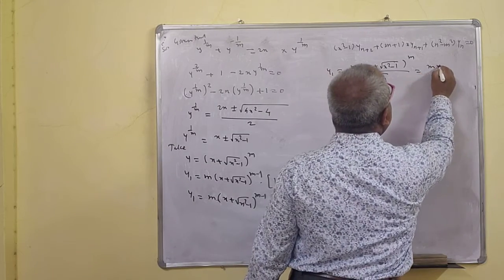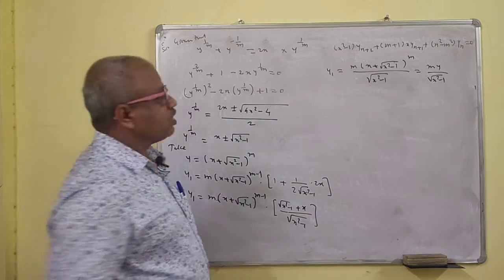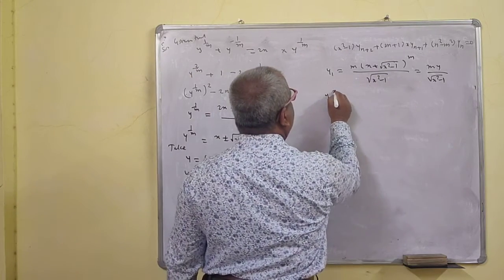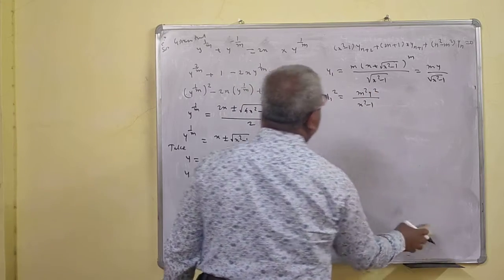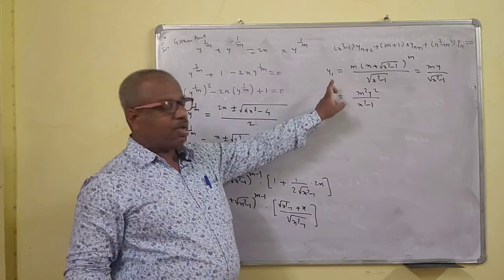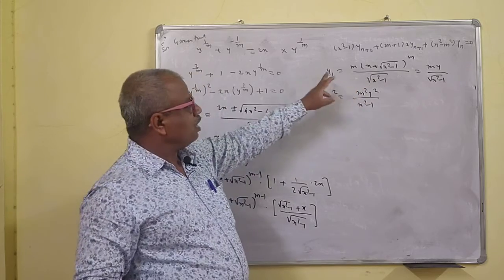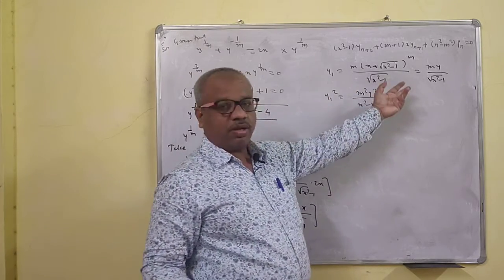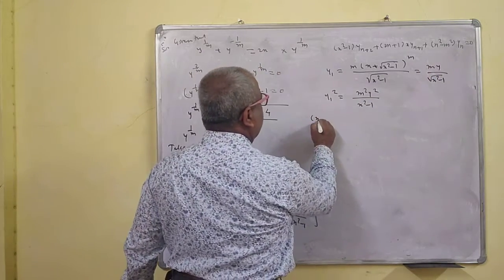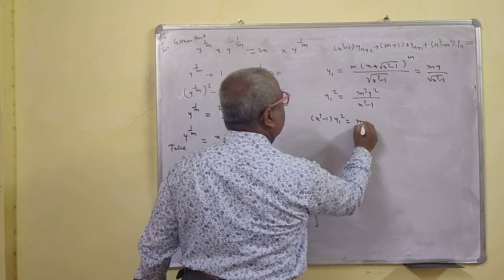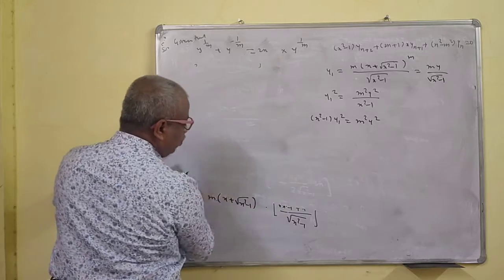This is then m y upon root of x square minus 1. We'll take the square on both sides so that this root will get cancelled. This is y1 squared, so this is m square y square upon x square minus 1. See here, we have converted y1 in terms of y now. So in y1 we have y now. We will shift this x square minus 1 here now. This is then (x² − 1) y1² = m² y². We'll take the first derivative.